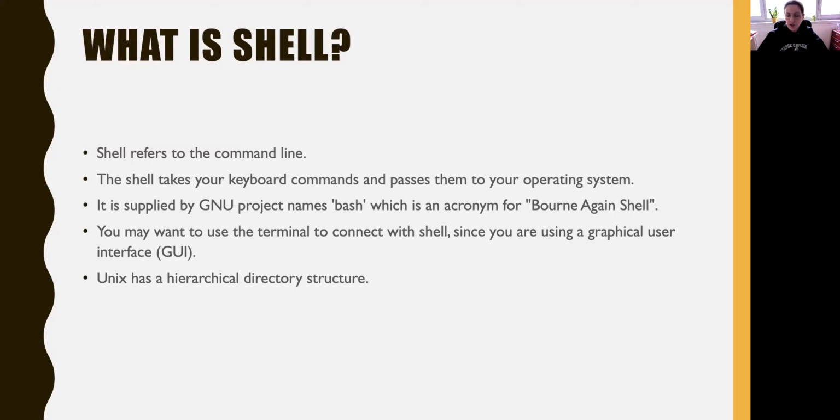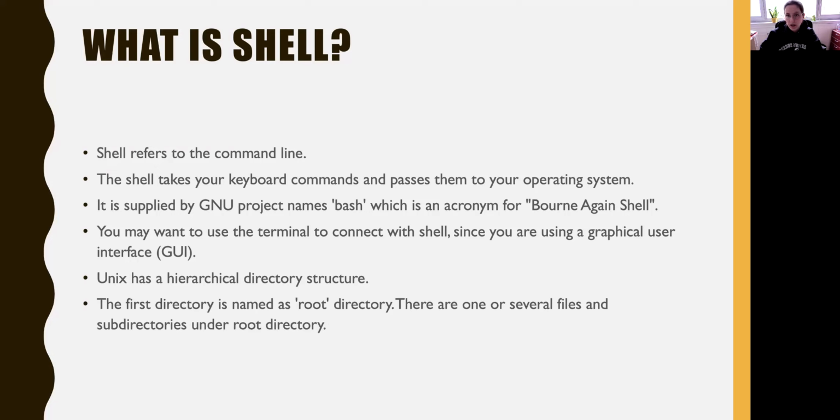And Unix has a hierarchical directory structure. What I mean in here is that you have your root directory somewhere, and then your other directories are going to be under this root directory. When you have one directory in here, then you will have more child directories, and this is your parent directory. Actually, we will see them in detail, and it's going to be more clear for us. As I already told, the first directory is named the root directory, and there are one or several files, and you will have your subdirectories under the root directory in here.